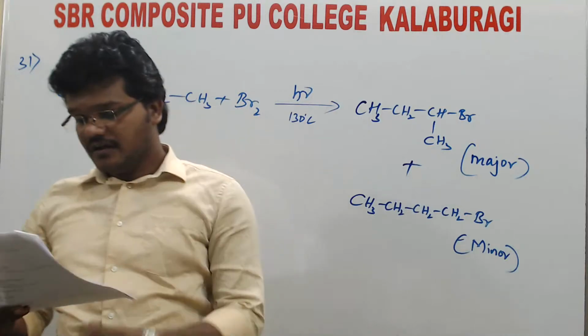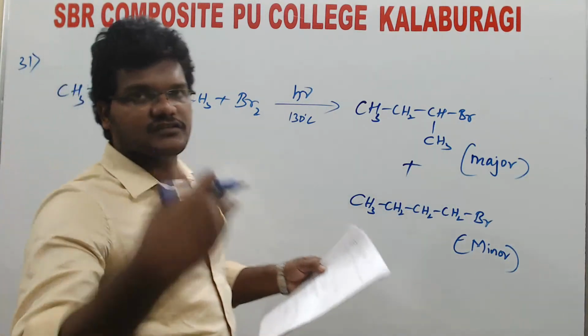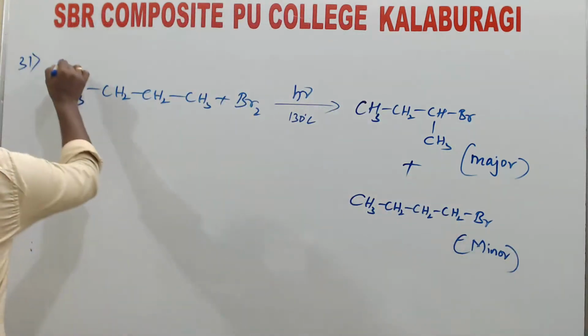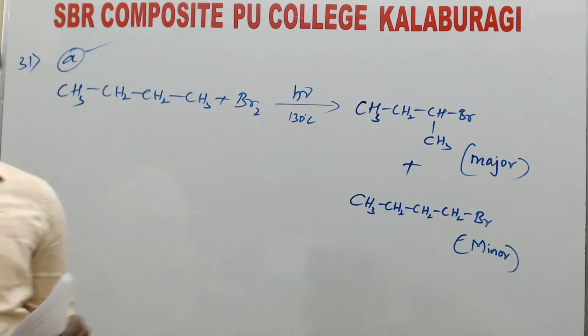That is why, for the correct option, you generally need to give the major product. So for 31, it is option A. Option A is the major product.